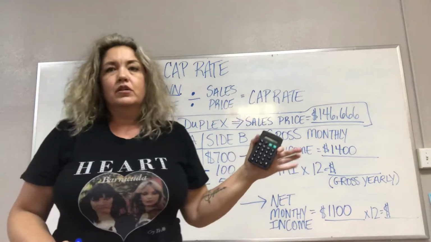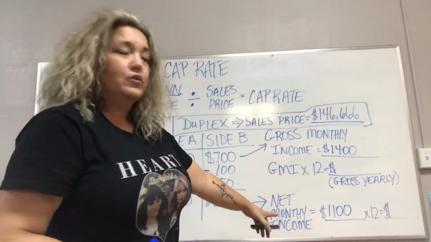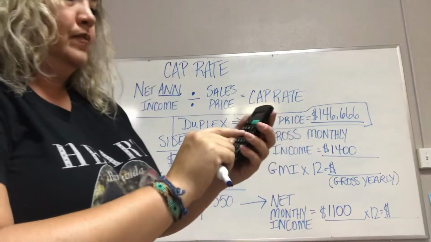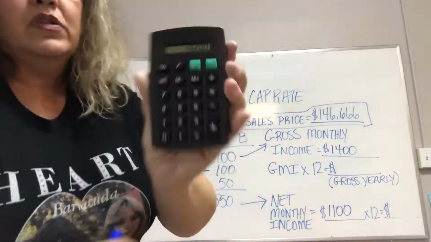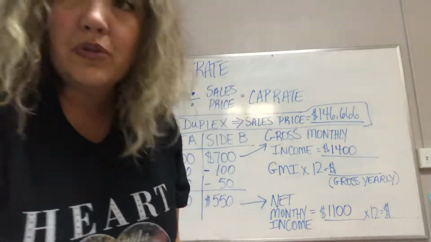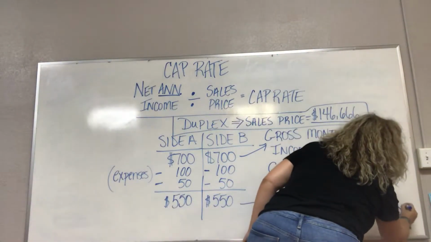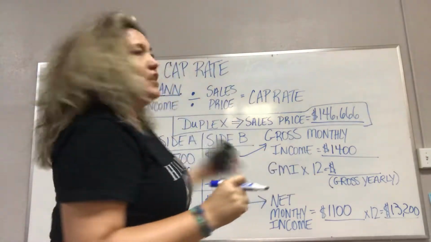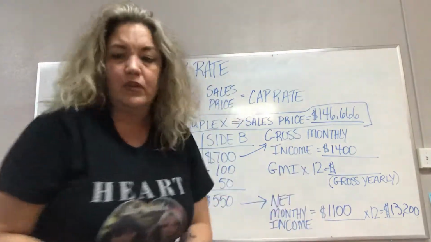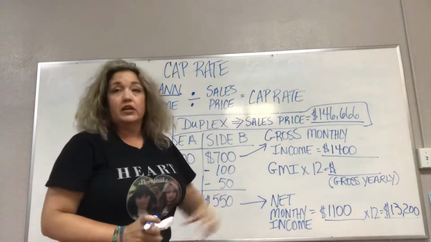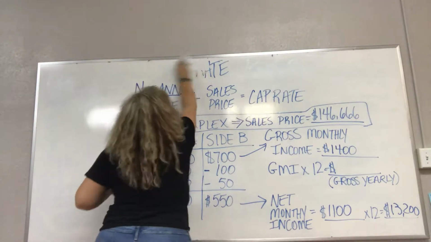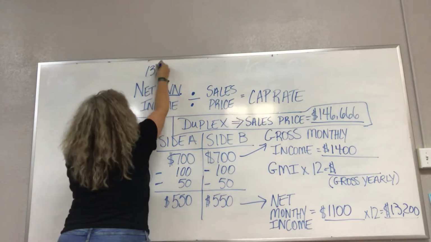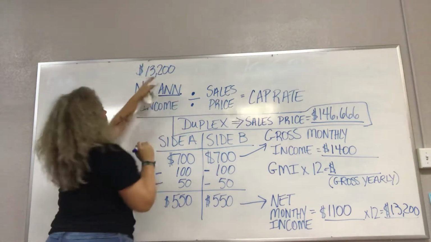Since this is an annual formula, if you see that, we want to multiply that times 12 for 12 months. $1,100 times 12 equals $13,200 in net annual income. Now, gang, we have all the pieces to the puzzle. So let's fill this in. We have our net annual income of $13,200. So let's just fill it in right above our formula. Net annual income, $13,200 in net annual income.